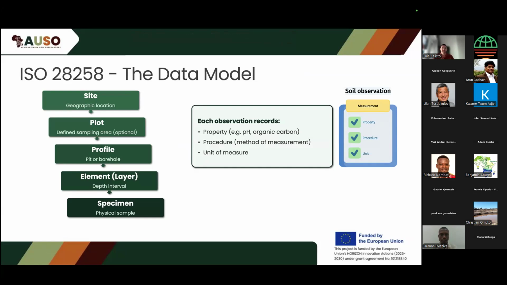So a site is the geographical location where you take your sample. Then after the site, we have plot and profile. In many cases, we just have a profile, so plot is kind of optional. A profile is the pit, or the borehole that we created. Most of the data that I've seen so far, the plot and the profile are the same thing. It is where you dig your pit and your borehole.